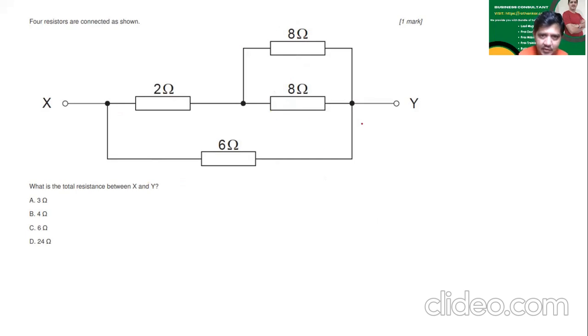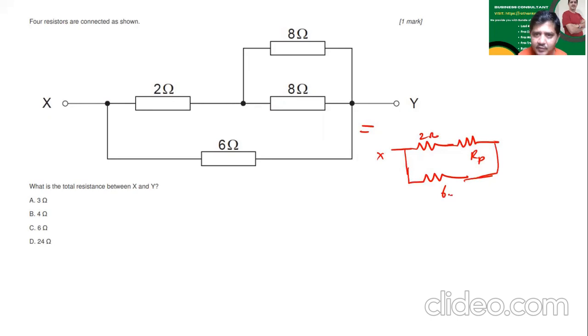Let me write down the circuit. This would now be equal to, this is your point X. This is your 2 ohm. Now if I simplify this, let me write this as some RP. I do not know what this value is, which we have to calculate. And then once again, I have this 6 ohm, like this over here.